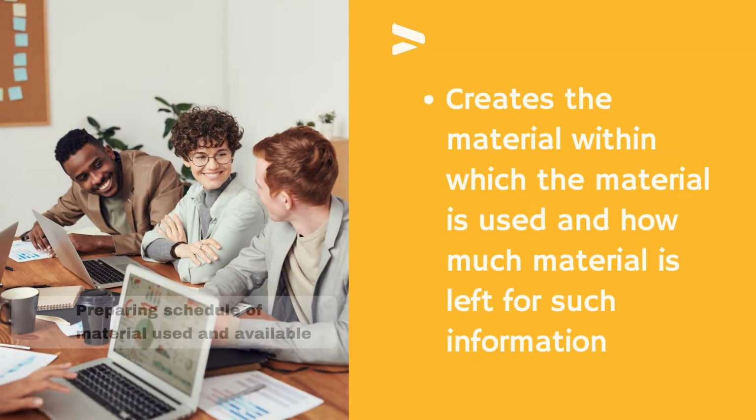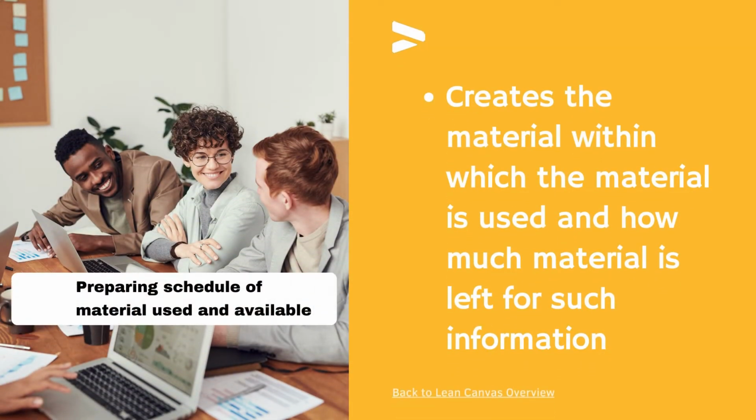Preparing schedule of material used and available. The civil engineer should know how much material is accessible on the site and how much material has arrived. The civil engineer creates a record of how much material is used and how much material is left, which is critical information on a construction site. This is the most critical civil site engineer responsibility.